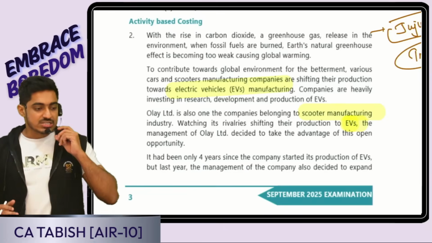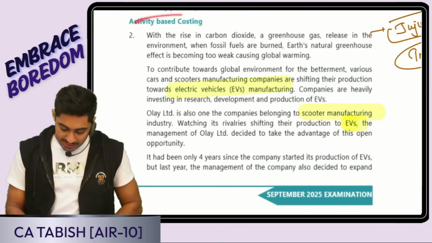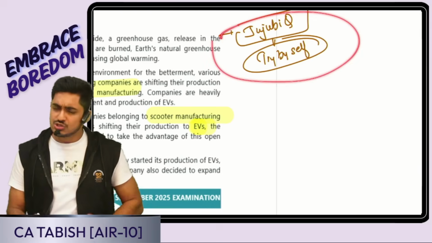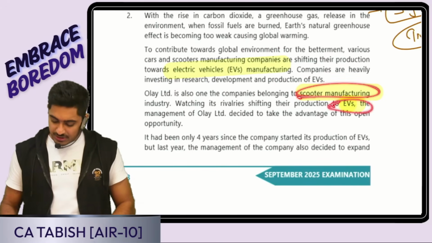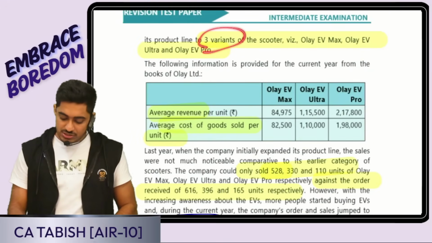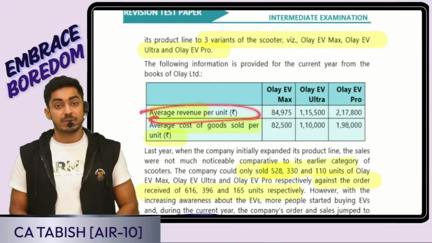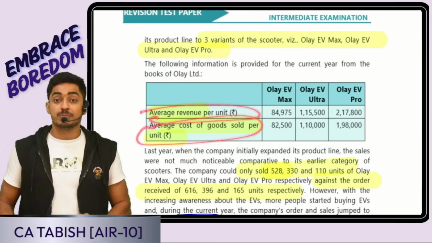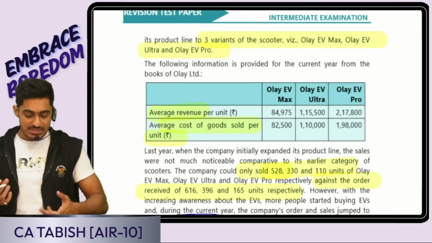Now let us go ahead to the next question, which is from the recent RTP. Again activity based costing. Again, it's a very simple question, you can try by yourself. We are into scooter manufacturing. We decided to try manufacturing EV scooters. Three different variants of scooters are there. The data for the current year is given: average revenue per unit and average cost of goods sold per unit. If I know the number of units, I will convert and arrive at the total sales as well as total cost of goods sold.